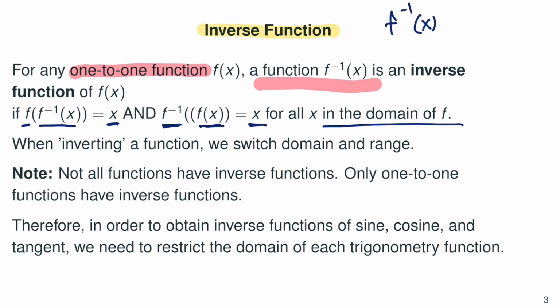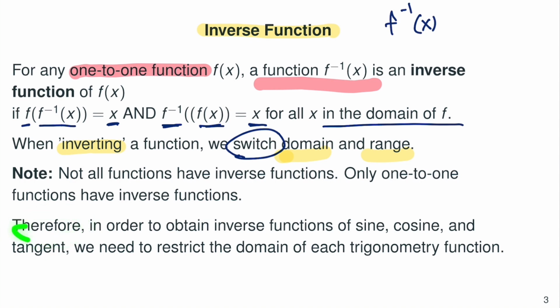But how can we explain this process? When we're, quote unquote, inverting a function, what are we inverting? We're inverting domain and range, or we can think of it as switching domain and range. Another important thing is that not all functions have an inverse function. Only one-to-one functions have inverse functions.